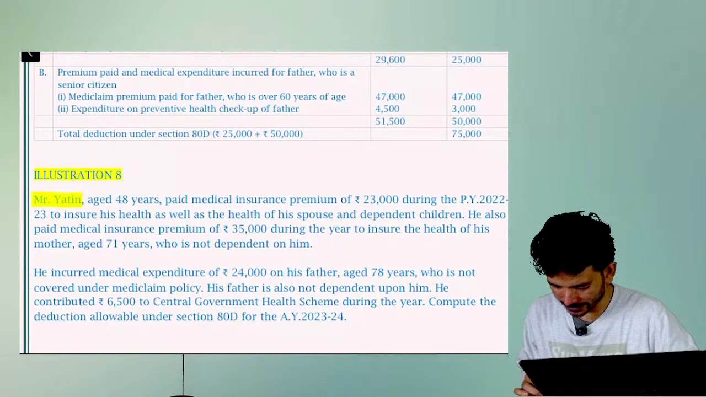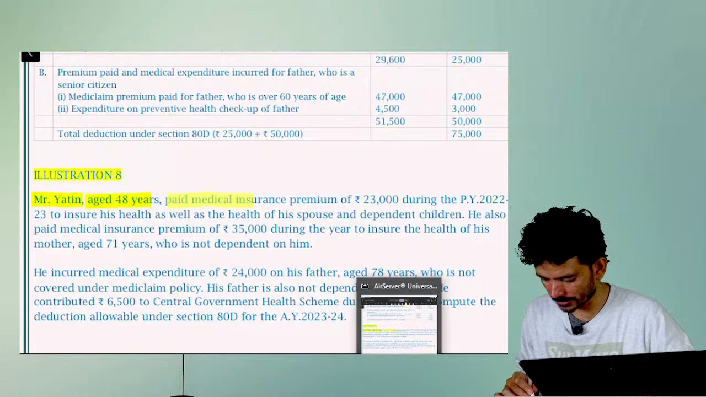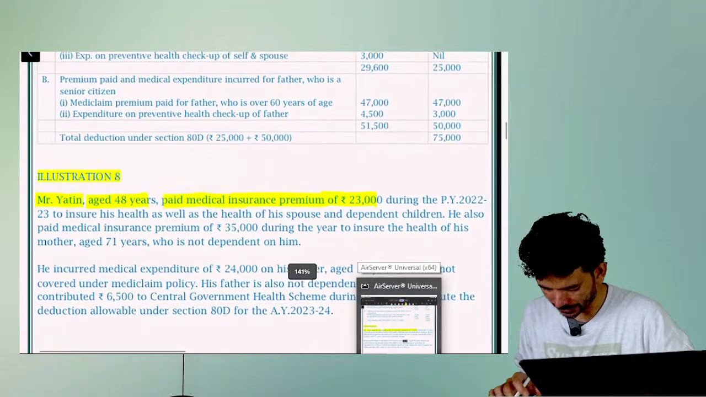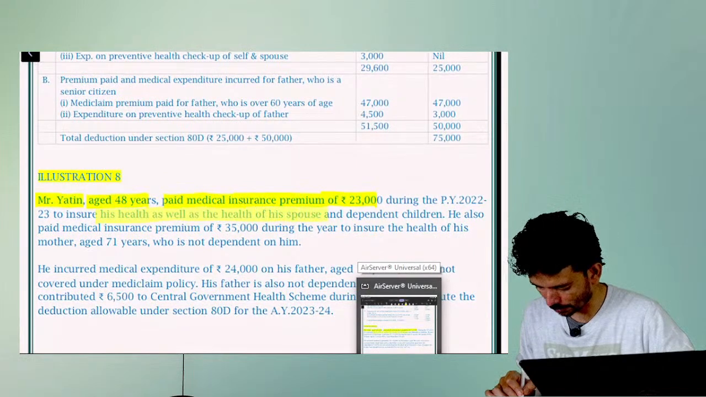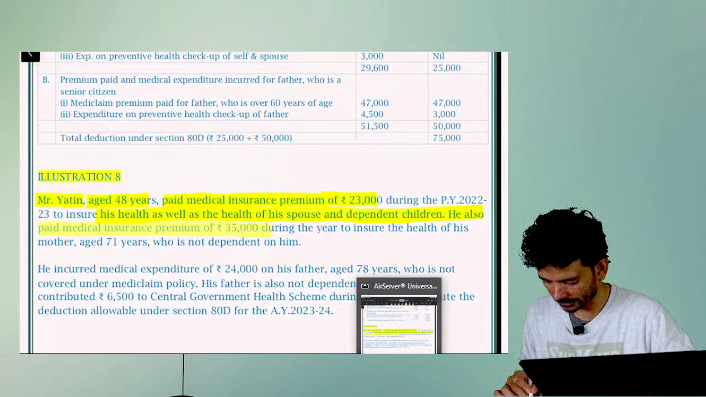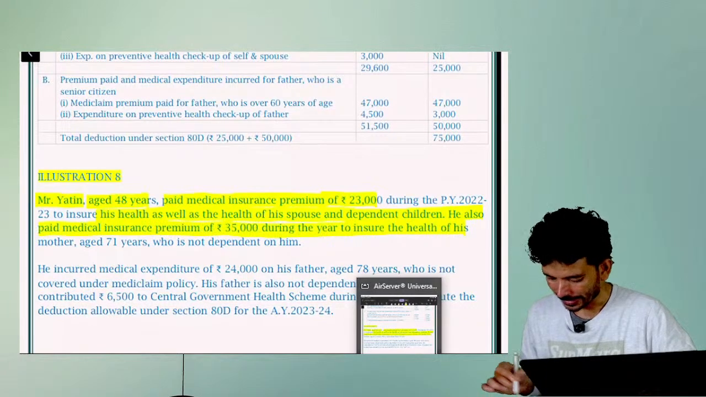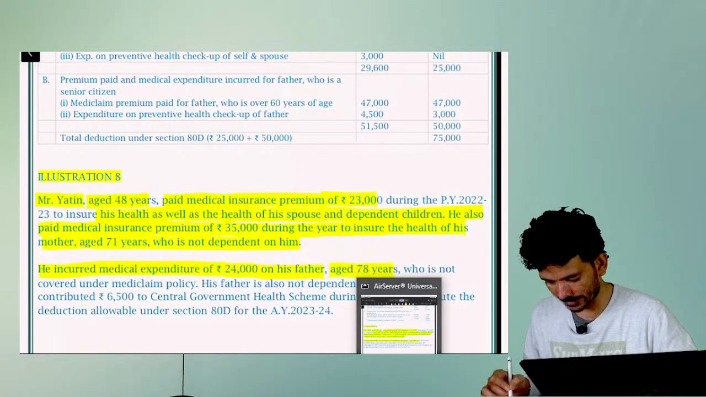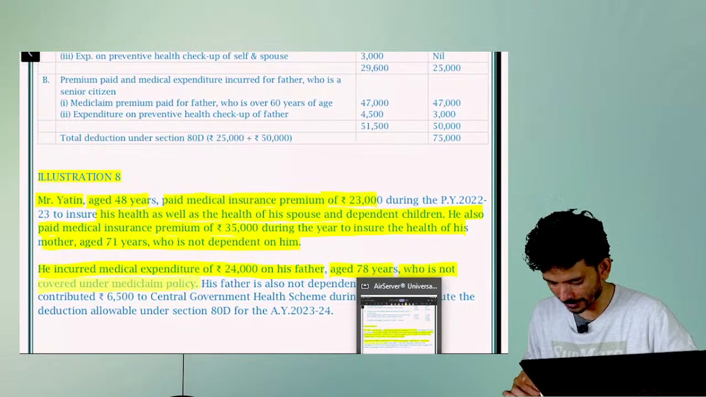Mr. Yatin, aged 48 years, paid a medical insurance premium of 23,000 during the period to ensure his health as well as the health of his spouse and dependent children. He also paid a medical insurance premium of 35,000 during the year to ensure the health of his mother, 71 years, who is not dependent on him. He incurred medical expenditure of 24,000 on his father, aged 78 years, who is not covered under a mediclaim policy.